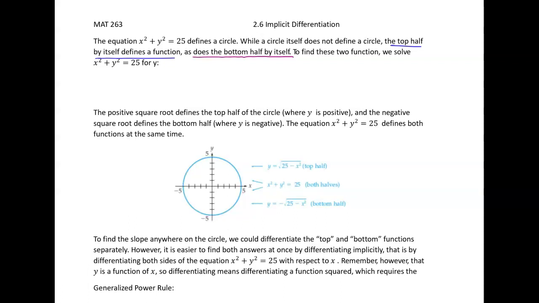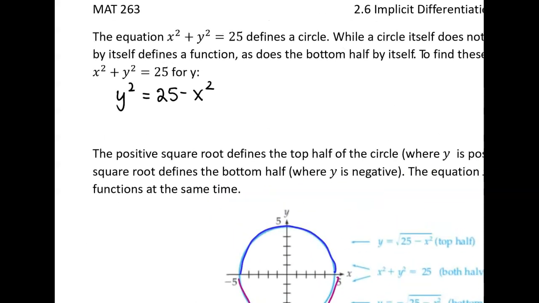Now we can find those two functions separately, the top and the bottom, if we take the equation x squared plus y squared is equal to 25 and we solve it for y. So solving for y, I'm going to subtract x squared from both sides. So I get that y squared is equal to 25 minus x squared. And then we'll need to come in and take the square root of both sides to cancel out the squared on the y. But when we square root both sides, we have to remember to do plus or minus in front of the square root.